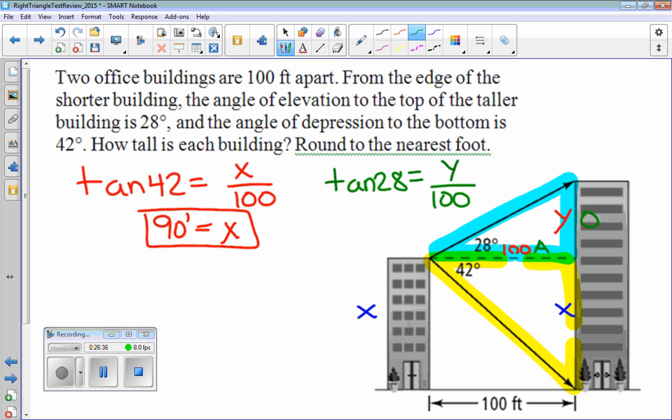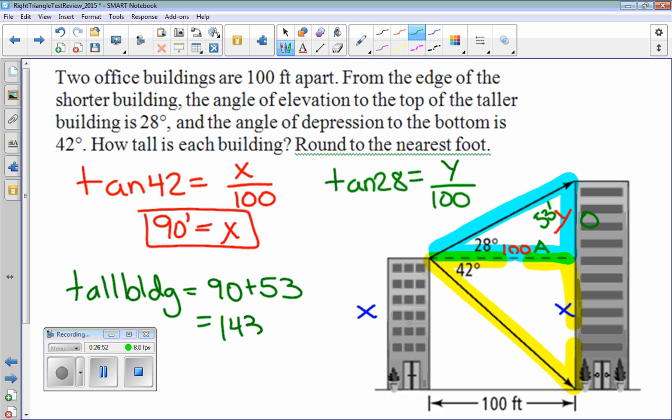And I get that the top of the building is about 53 feet. So the tall building is going to be 90 plus 53 feet, or about 143 feet. What do you think? This is kind of like the problems you had for homework with the two triangles, except now it's a real problem. Now it's got an application. Now it's got a context to it.